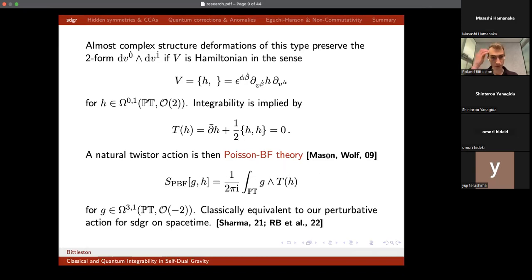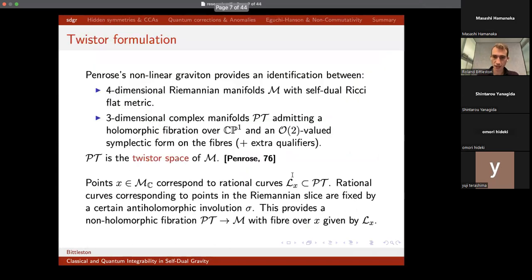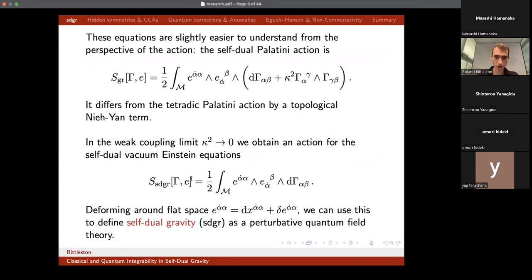It was suggested by Lionel Mason and Moss and Wolf in 2009. And this Lagrange multiplier field G just has whatever weights and lives in whatever spaces it needs to pair appropriately with T. It's possible to show that this Poisson BF theory is classically equivalent to the action I wrote down a few slides ago for self-dual gravity.